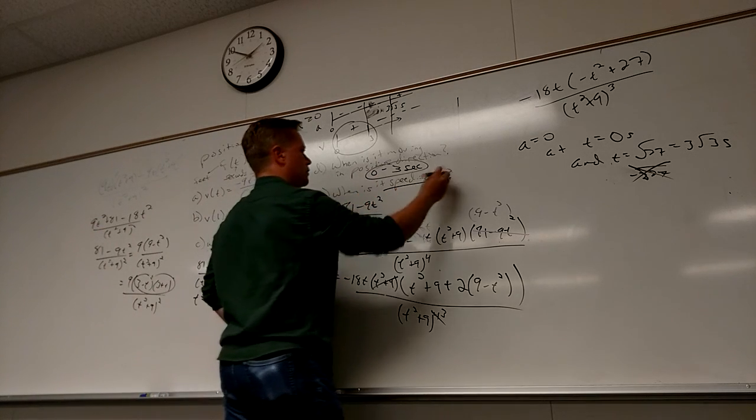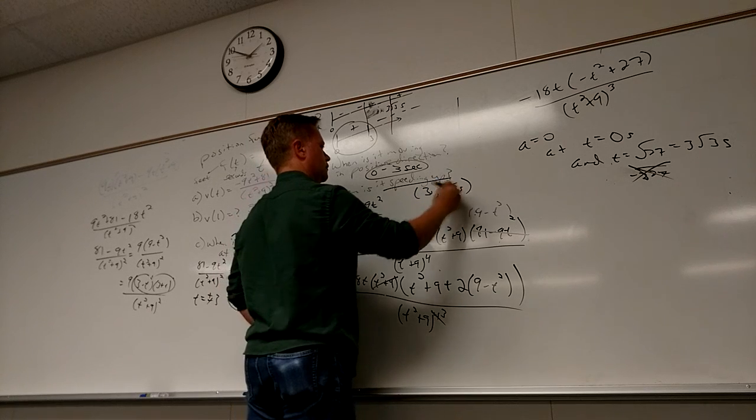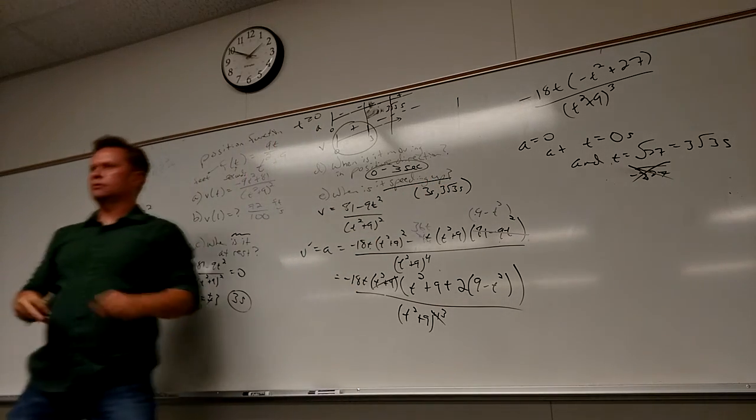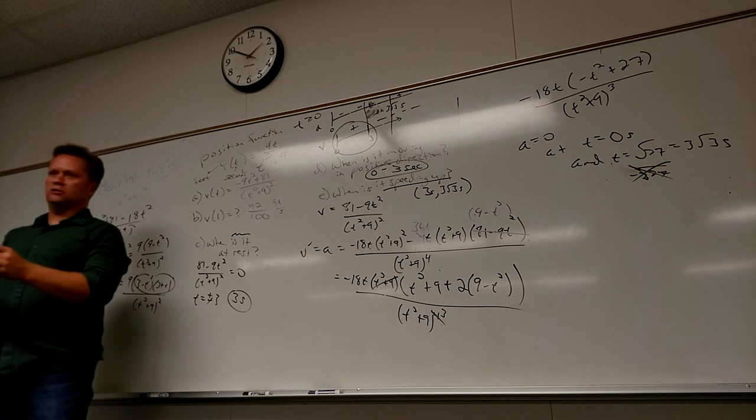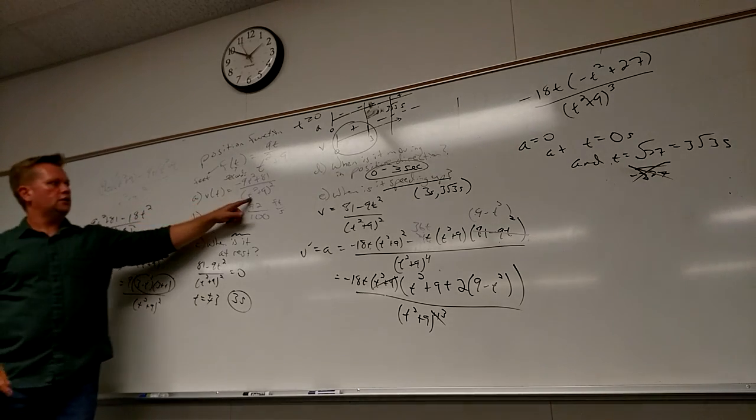So when is it speeding up? From 3 seconds to 3 rad 3 seconds, that is when it's speeding up. After that, it's eternally slowing down. In fact, what's the limit of the velocity as t goes to infinity?